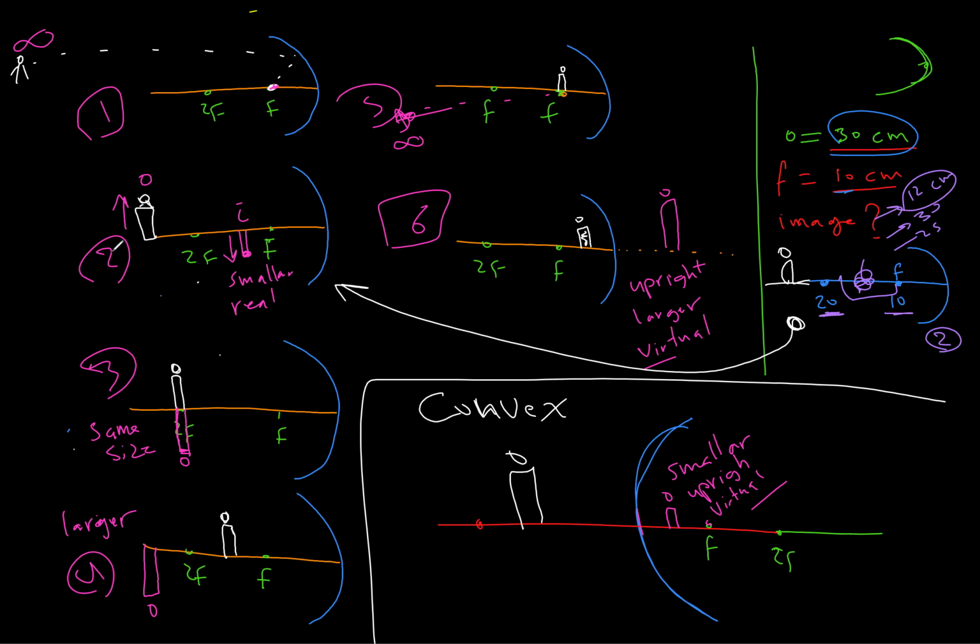Okay, one more idea to understand. So we understand now all the cases of convex, it's only one case, and always it produces virtual images. So a convex mirror always gives you virtual images, while a concave mirror gives us most of the time real images, but in one case only it gives us a virtual image, which is case number 6.